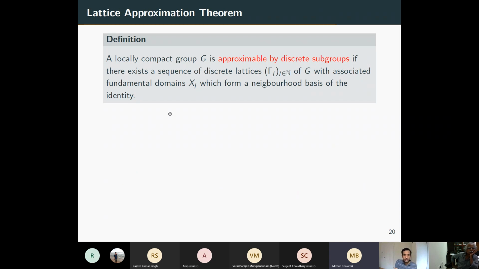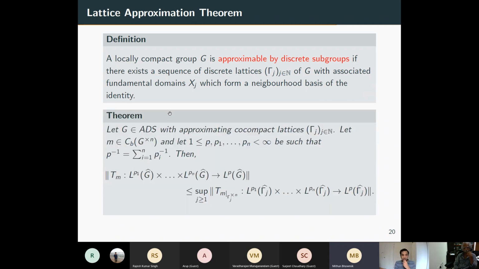We also have a few other multilinear results. We have a lattice approximation theorem, for instance, which says that you can go the other way: if your group is in fact approximable by discrete subgroups, that is, if you have a sequence of discrete lattices which fill up the whole group essentially, or in other words, the fundamental domains which these lattices define form a neighborhood basis of the identity, then the norm of the initial multiplier is in fact less than the supremum of the norm of the multiplier restricted to each of these lattices.